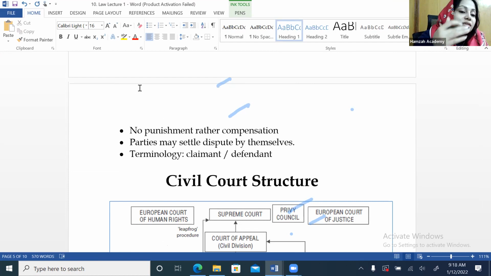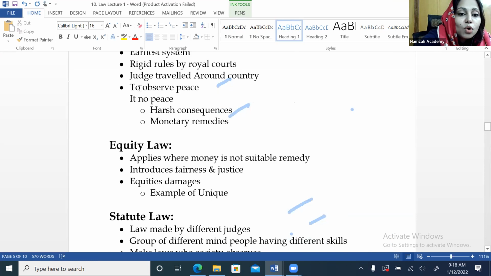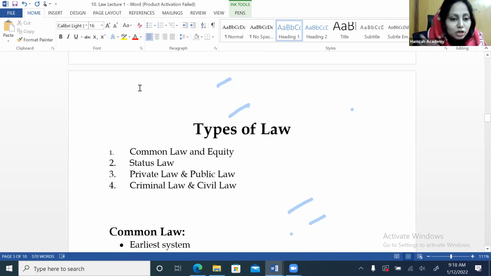So on the basis of probability, the court will decide who is the guilty party, right? These types of law are clear. This development of the law over time is clear to you.